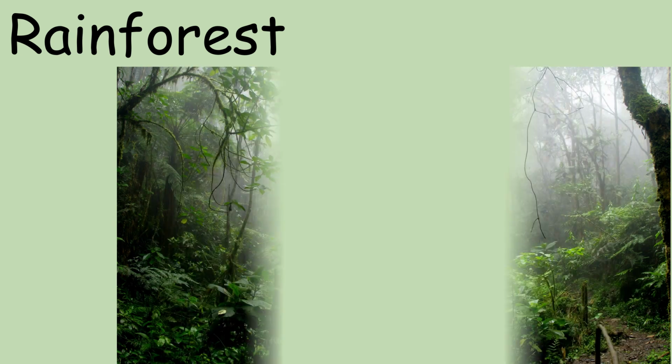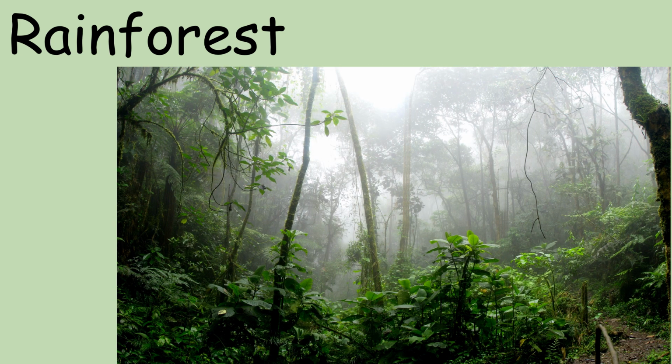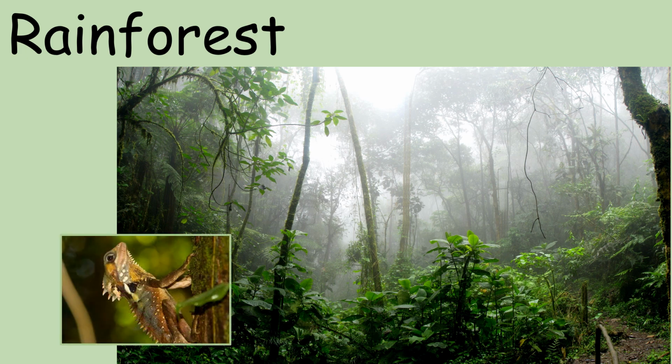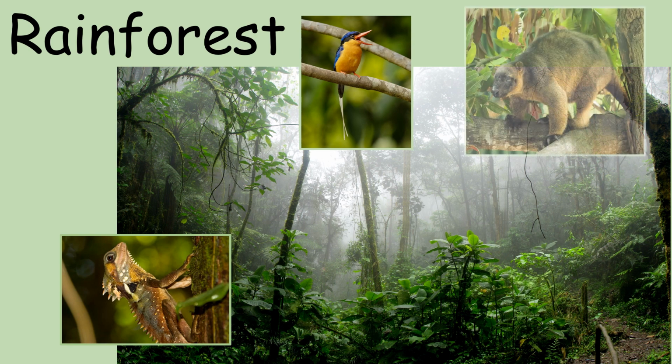So in the rainforest, this is a rainforest. The rainforest is a lot of trees, they're very tall, there's a lot of leaves and bushes, it's warm and it's moist. Now the animals that like to make this its habitat are animals like this lizard and the bird and this tree kangaroo. Now they like to make this environment its habitat because they can get insects and they can find shelter amongst the leaves.